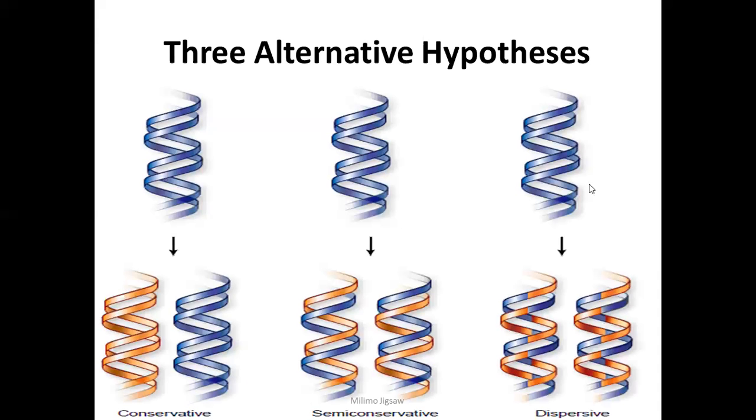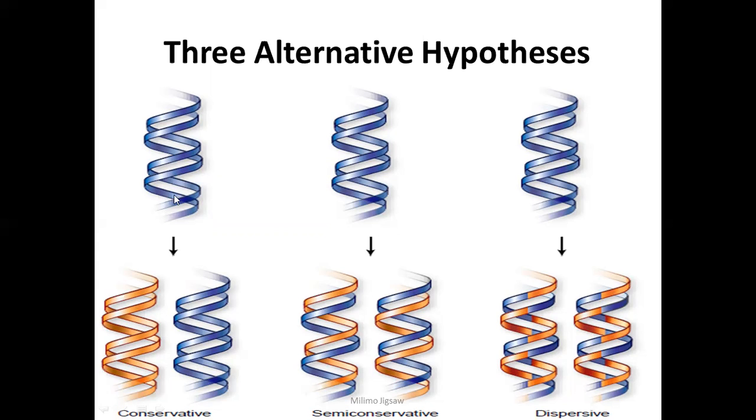So these are the three alternative hypotheses. The three alternative models, views of how scientists thought DNA replication happened. So the first one, on your left, is what is called the conservative model, or conservative replication of DNA.